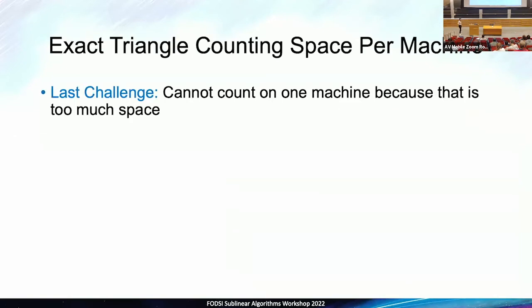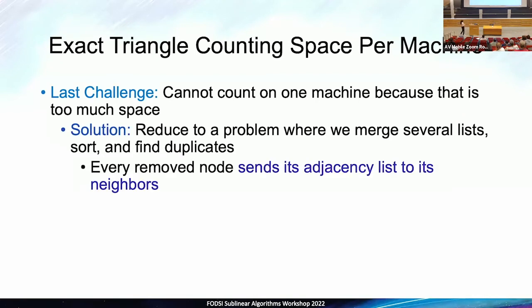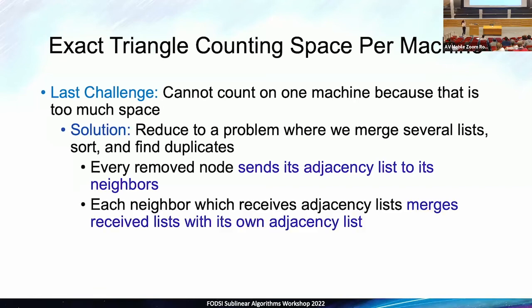So now the last thing we have to show is that your space per machine is sublinear. And to do this, we reduce the problem of counting the number of triangles adjacent to each vertex you remove to sorting and merging some number of lists of elements and counting the duplicates in the merged list. So how do you get these lists? You get these lists by saying every removed node sends its adjacency list to its neighbors. Then the neighbor which receives the adjacency lists merges the received lists with its own adjacency list and then counts the duplicates in this merged list.